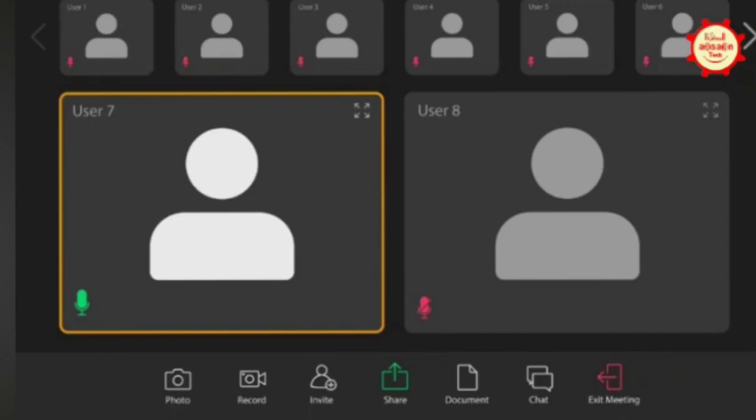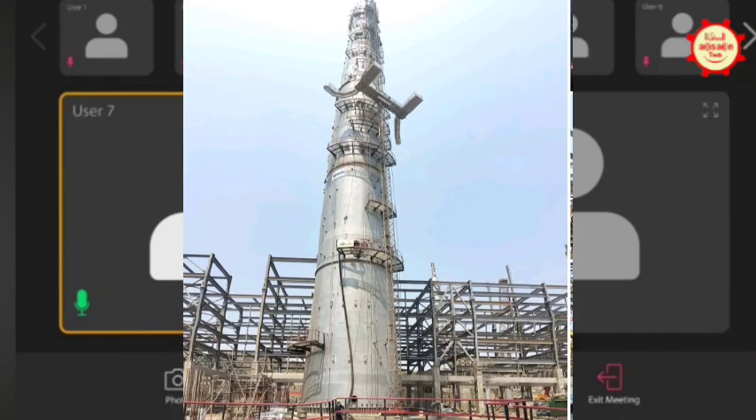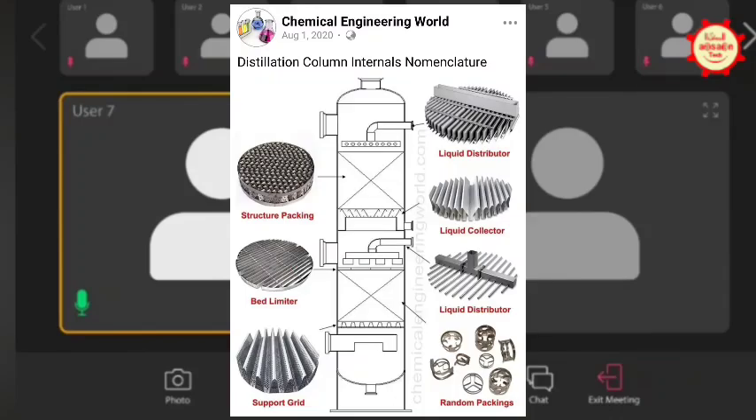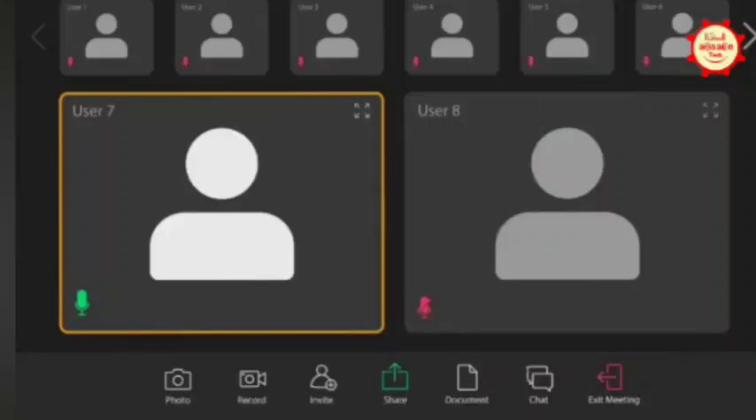Okay, another question. Normally, in the column design, the internals come from the licensor, right? I am talking about the internals for columns, trays and that. So are the varieties fixed? I mean to say, how many types of varieties are there? Trays depend on the process requirement.